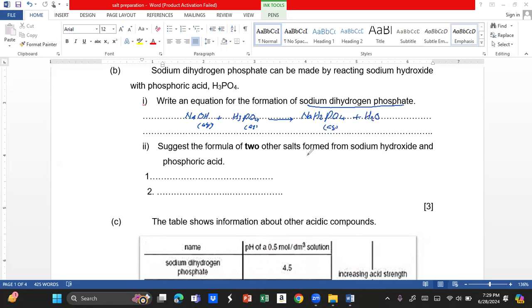These are just the formulas of two other salts formed by the reaction of sodium hydroxide with phosphoric acid. One salt is there with two hydrogen ions. Other salts will be containing one hydrogen ion and one without hydrogen ions. So it will be Na2HPO4. Second one is Na3PO4. This is phosphoric acid. This is sodium hydrogen phosphate. If you understand this, okay, let's move to the next part.